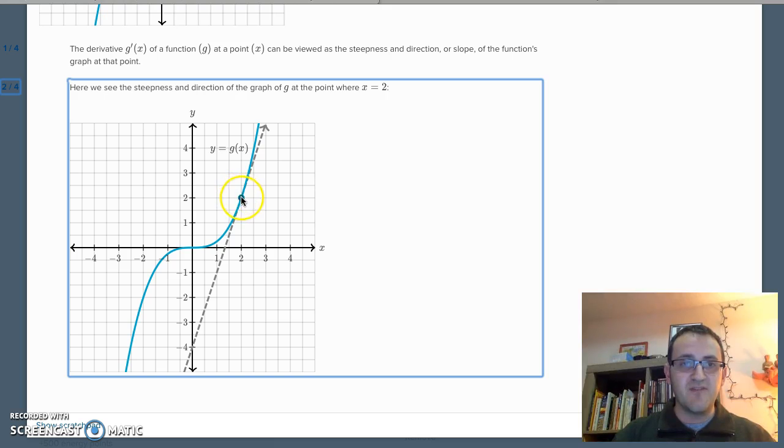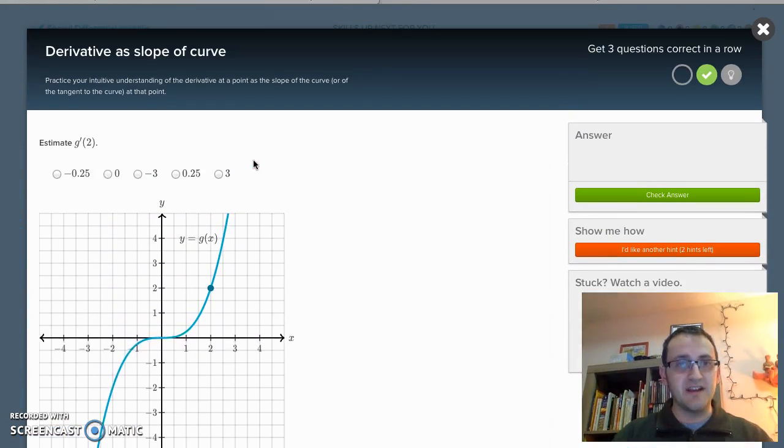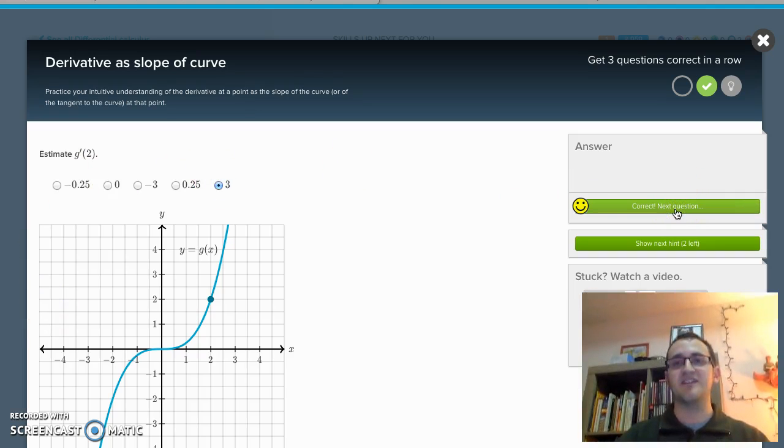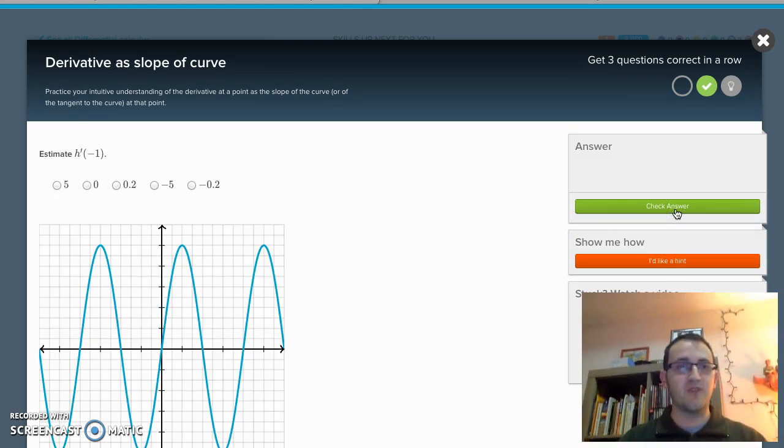So think about that ladybug crawling up that graph. So I go up 3 over 1. So that slope is 3. And it's positive. So I'm going to check my answer. I'm going to go to the next question.